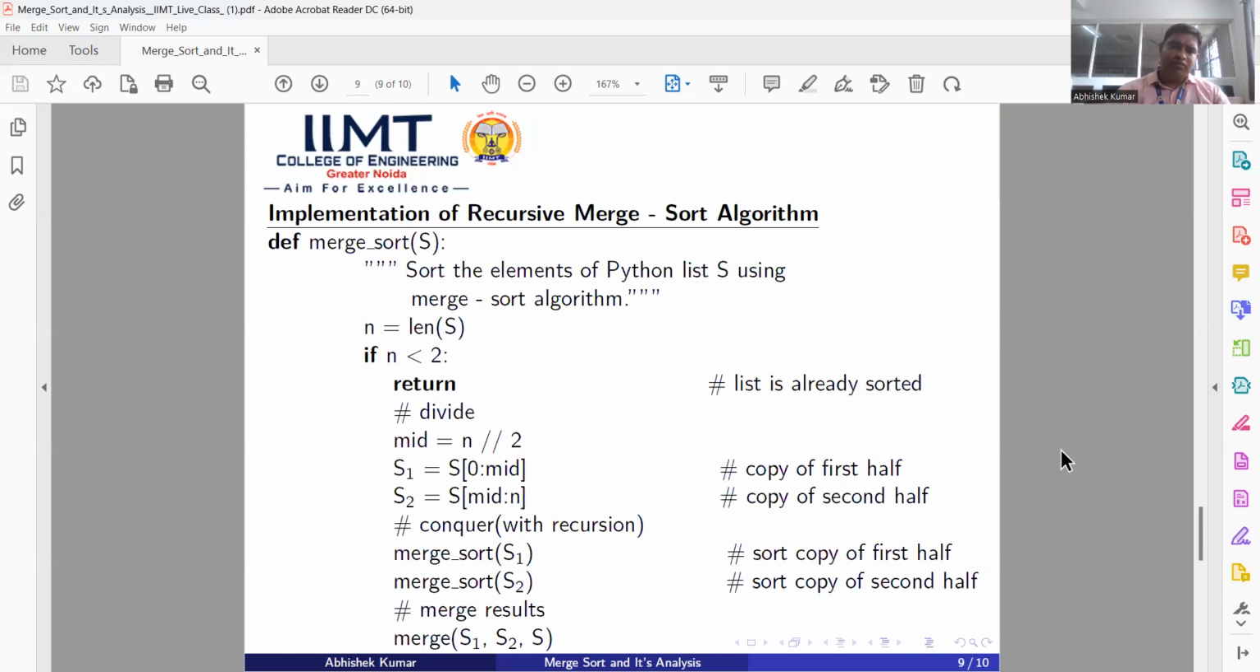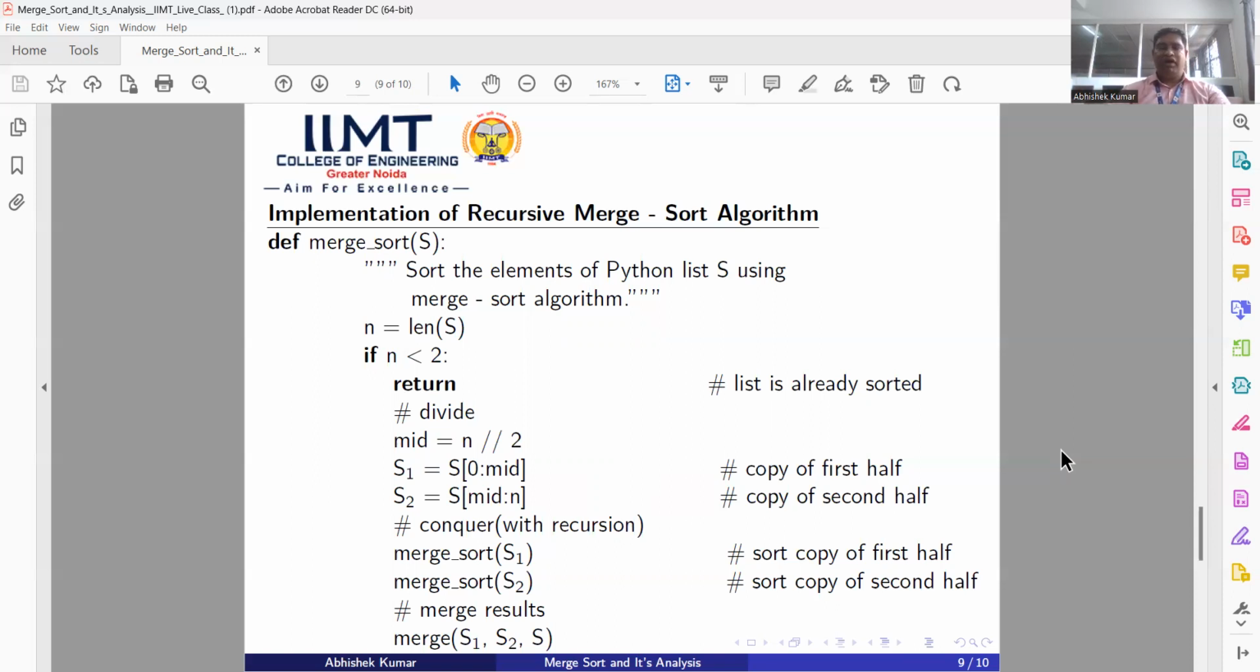Now comes the recursive pseudocode of the merge sort algorithm. This is also very simple. We are defining one function. That function name is merge sort, and we are passing one sequence S, which contains n number of elements. After using the merge sort algorithm, we have to sort the elements of sequence S.